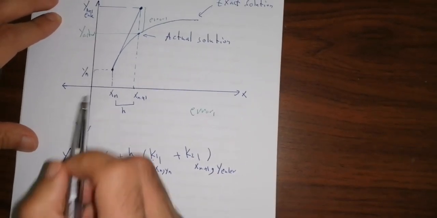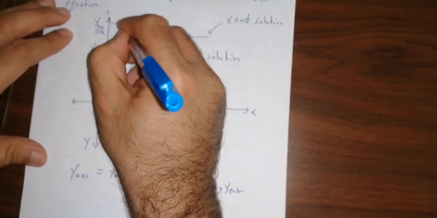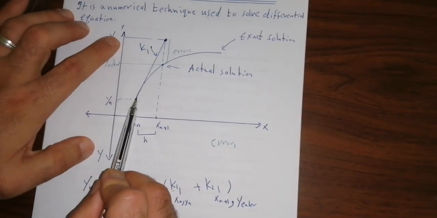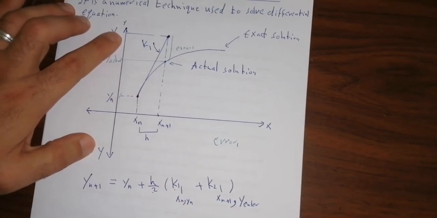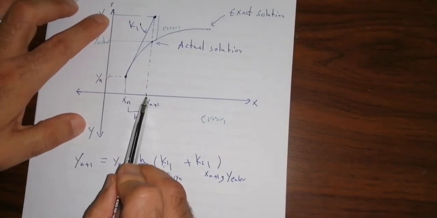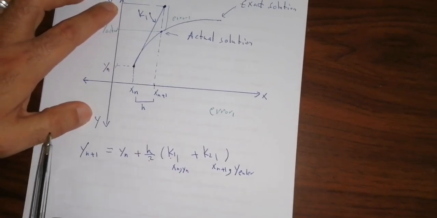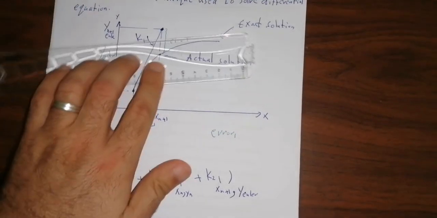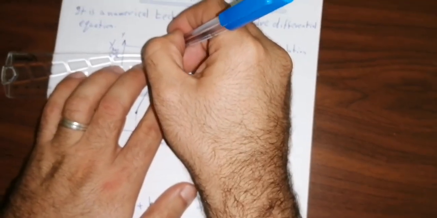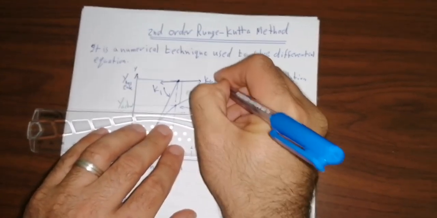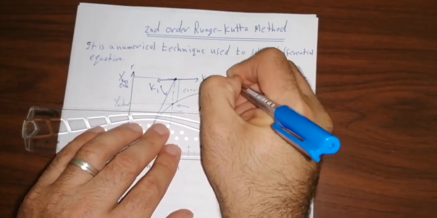K1 is a slope. This represents k1, at xn, yn initial. For slope 2, xn plus 1 already exists here, and y Euler. That means the slope would be in this direction, for example like this. This represents k2 at xn plus 1, y Euler.